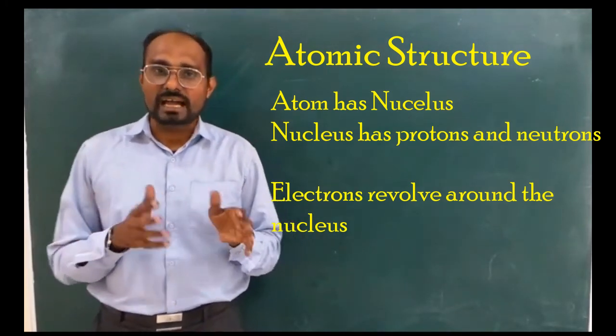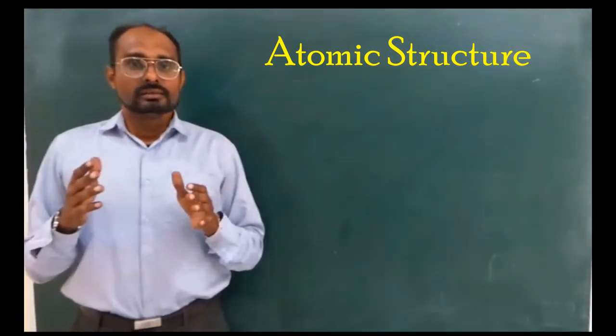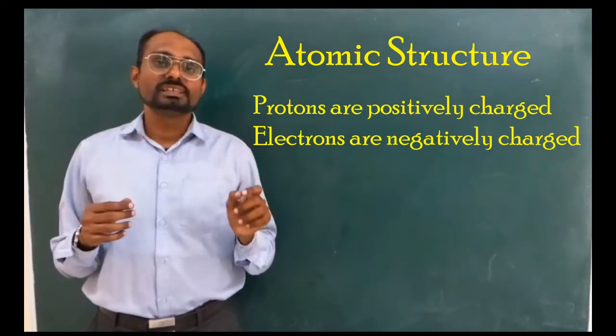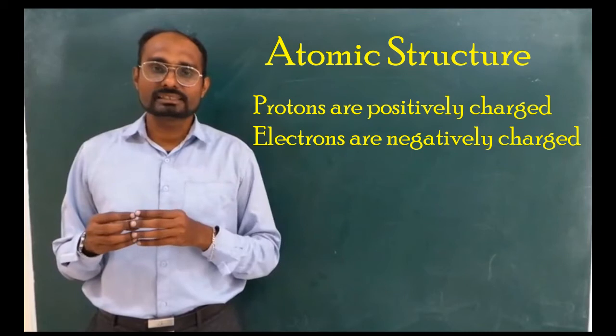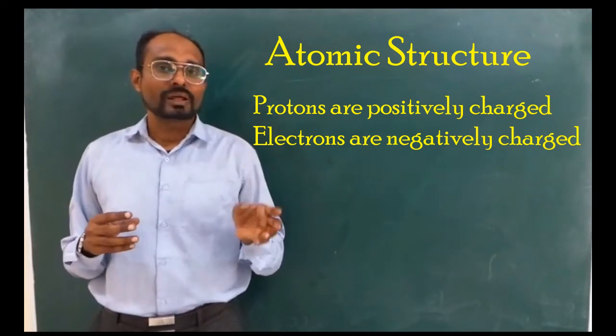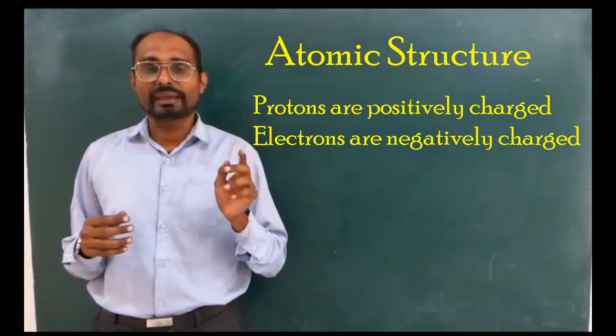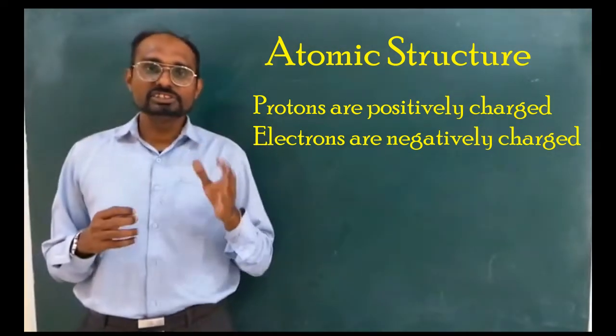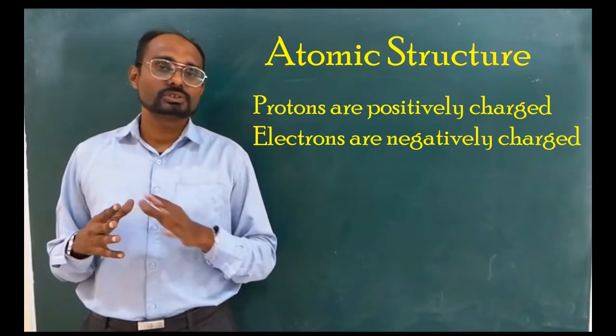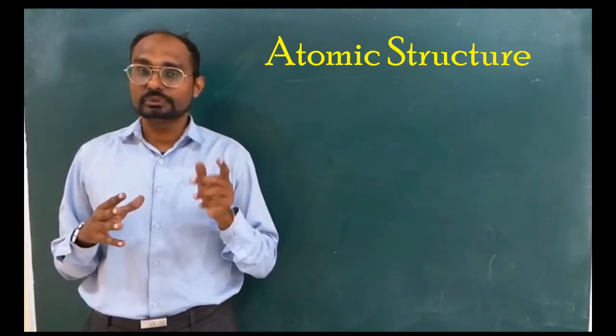Now coming to charge. Protons are positively charged particles, electrons are negatively charged particles, each having 1.6 × 10^-19 coulombs of charge. Now coming to neutrons. Neutrons don't carry any charge, they are neutral.